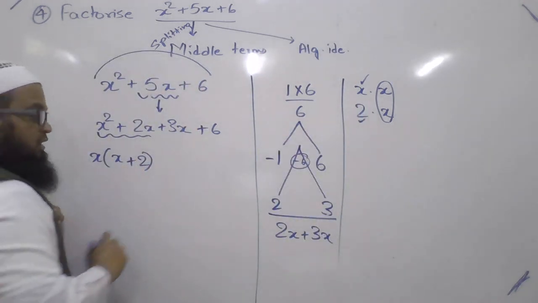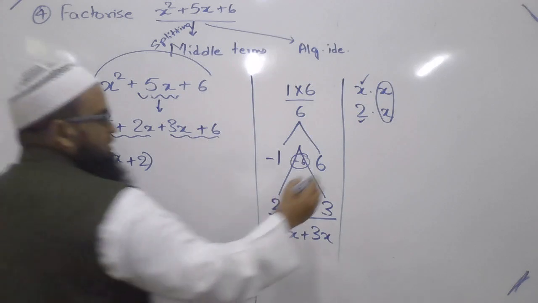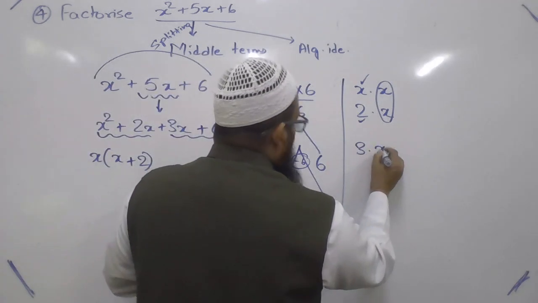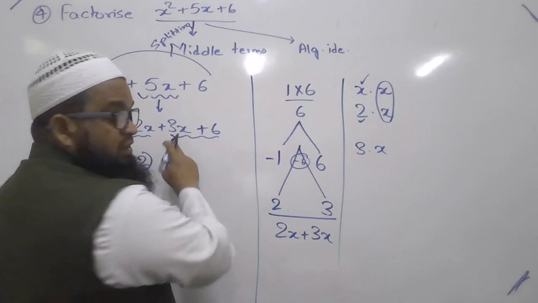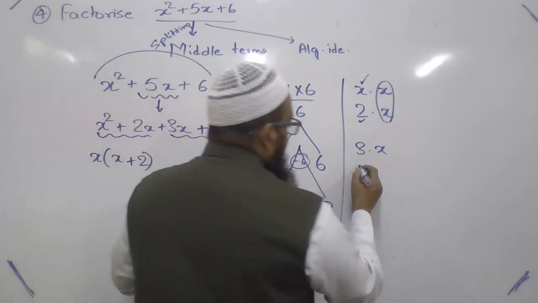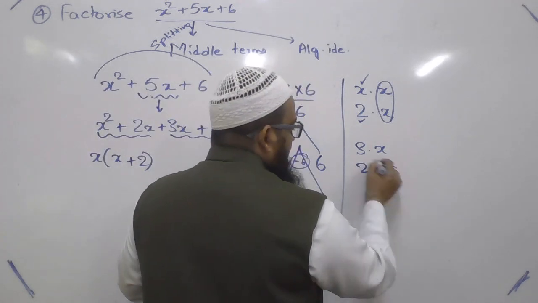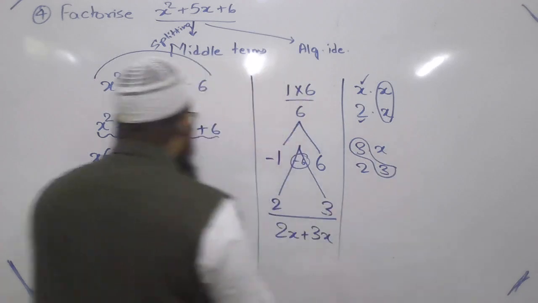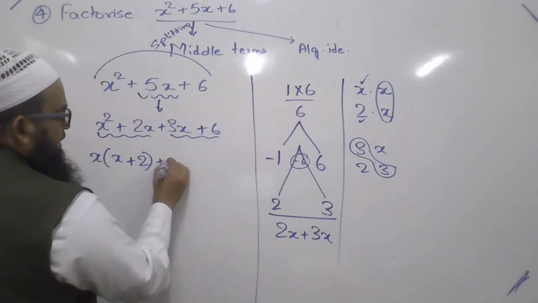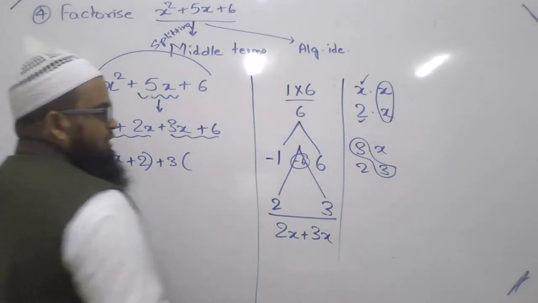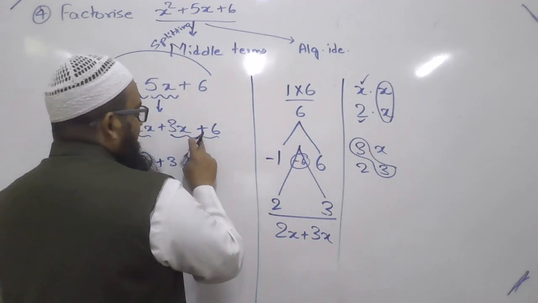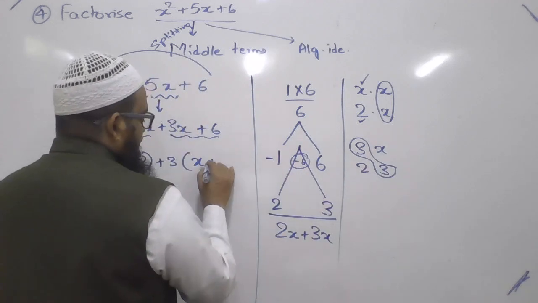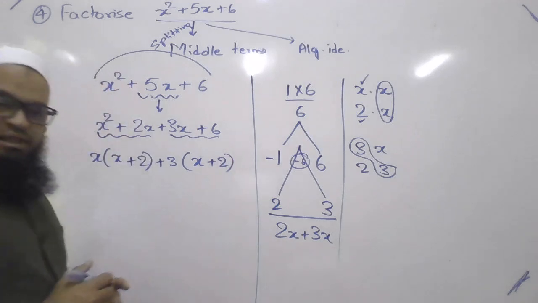Understood? So now in the next two terms, what are the next two terms? 3 into x and 6. How have we split the middle term? 2 into 3. So what is common? Is it positive 3? Yes, sir. Positive 3 is common. So in the first term, what is left out? Positive x. And you have plus in between. What is left out? Plus 2. Now understood? Is it easy?